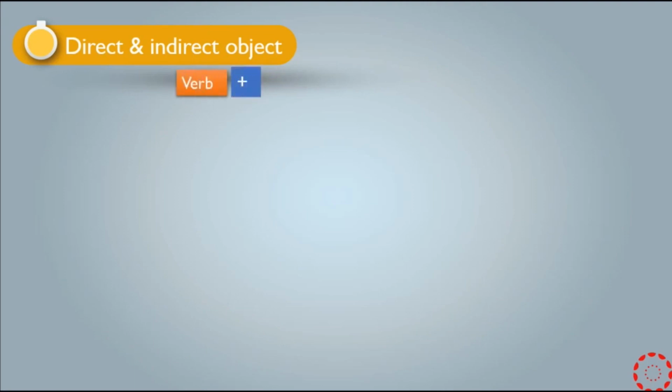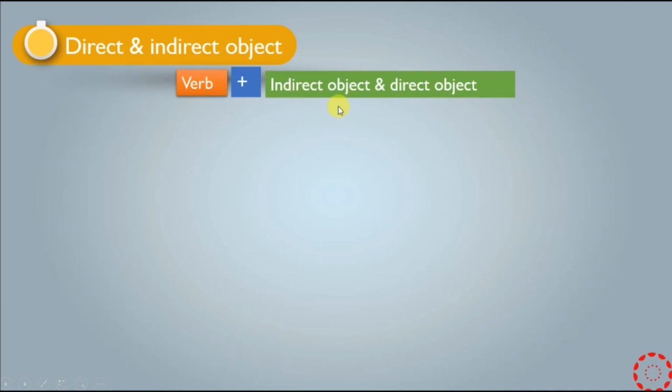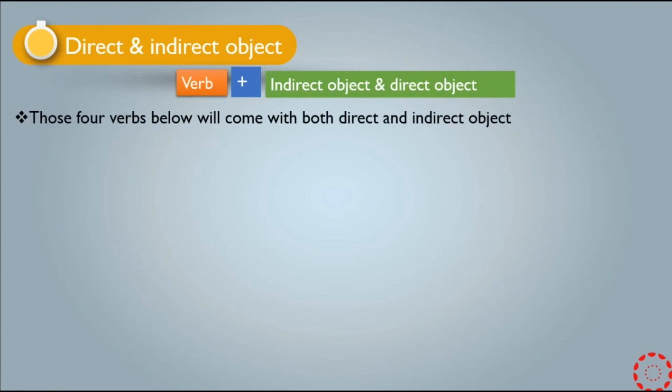We have verb plus indirect object and direct object. You don't have to change, for example, indirect to direct or direct into indirect. So it has to be like that. So we have those four verbs below.